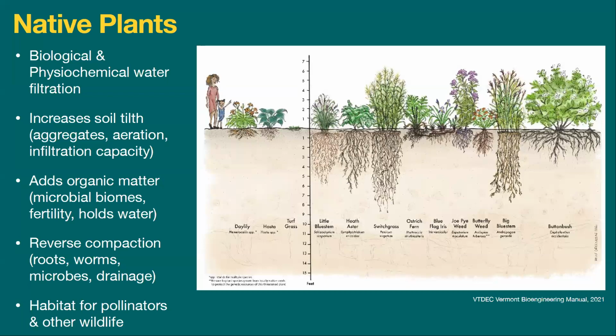So there's a lot of things that plants do. They also add organic matter, so that growing, dying cycle that happens with plants. It adds leaf litter, dead plant material, and it builds up that soil tilth. It builds up fertility of the soil, holds more water, increases the biodiversity of microbial biomes and all that good stuff. Also, I already touched on reversing compaction, and then providing a lot of habitat for pollinators and other wildlife.